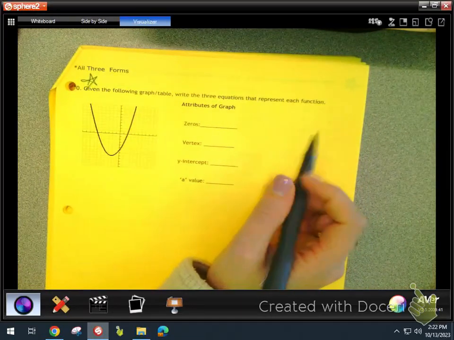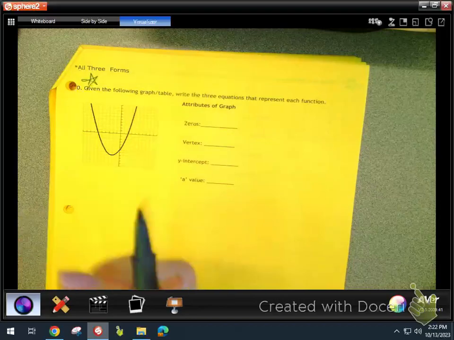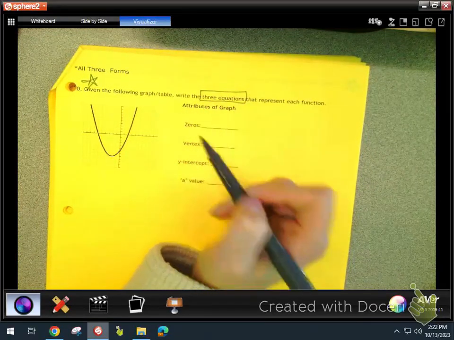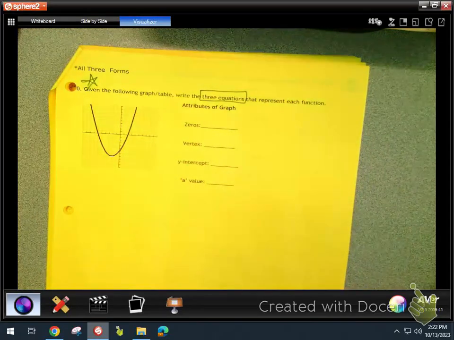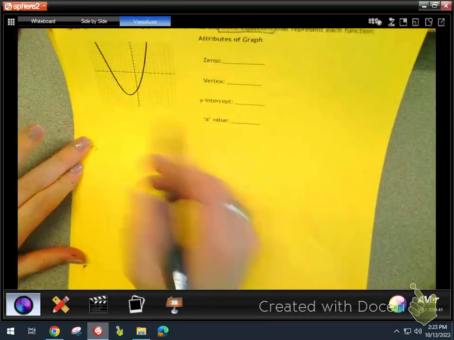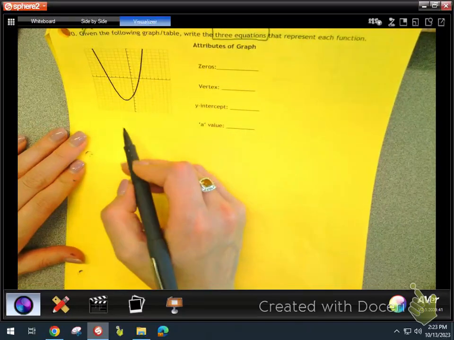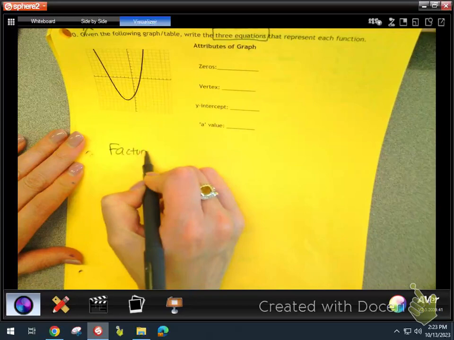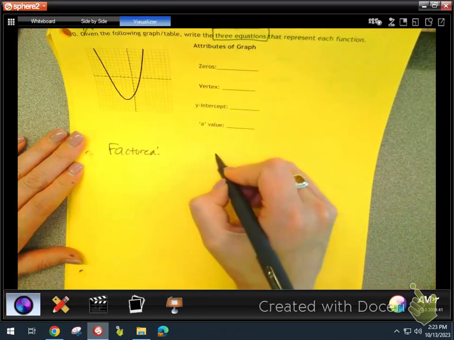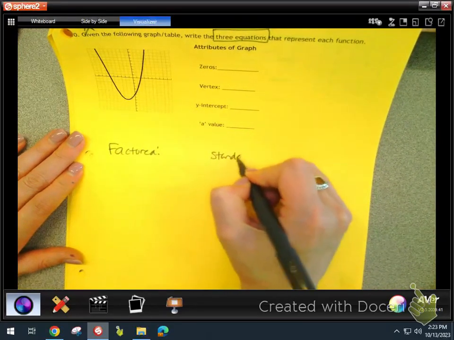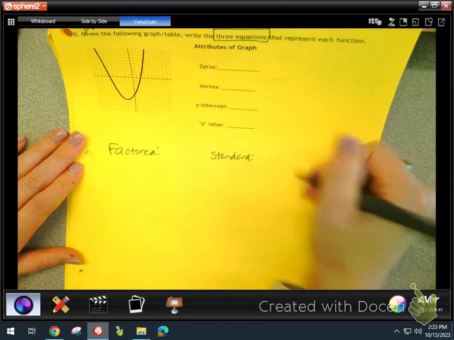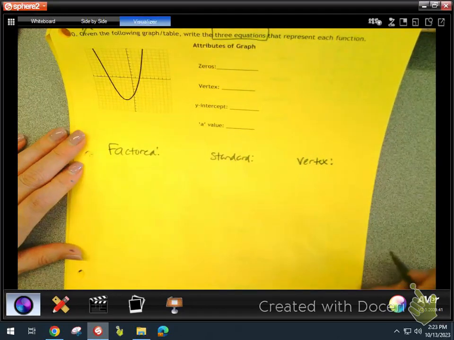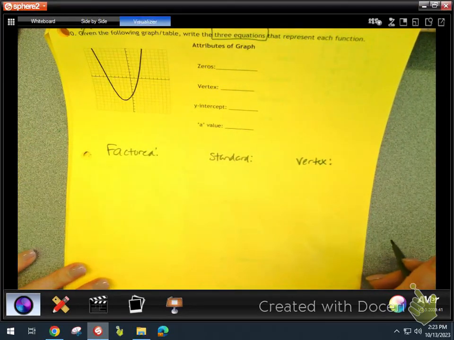So, when it asks for the attributes and you're writing the equations, all 3 of them. Okay, I'm going to go ahead and do a little setup right here. What are my 3 equations? My 3 forms? Factored form. So factored form, standard form, vertex form. So these are going to be where I put my answers, okay?